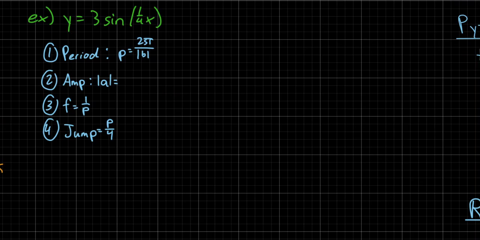Amplitude, which is from the middle of a wave to the crest or the trough, or the min or the max. What's the amplitude, knowing that it's A on your graph? 3. Yeah, amplitude is 3. So right, amp equals 3.